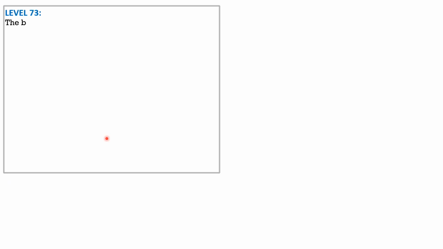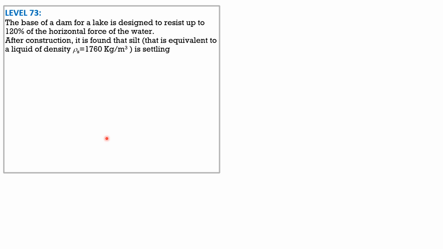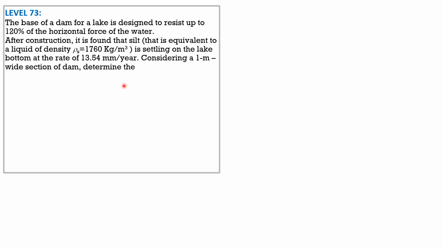Level 73. The base of a dam for a lake is designed to resist up to 120% of the horizontal force of the water. After construction, it is found that silt that is equivalent to a liquid density of 1760 kg per cubic meter is settling on the lake bottom at the rate of 13.54 mm per year. Considering a 1 meter wide section of dam, determine the number of years of service until the dam becomes unsafe.